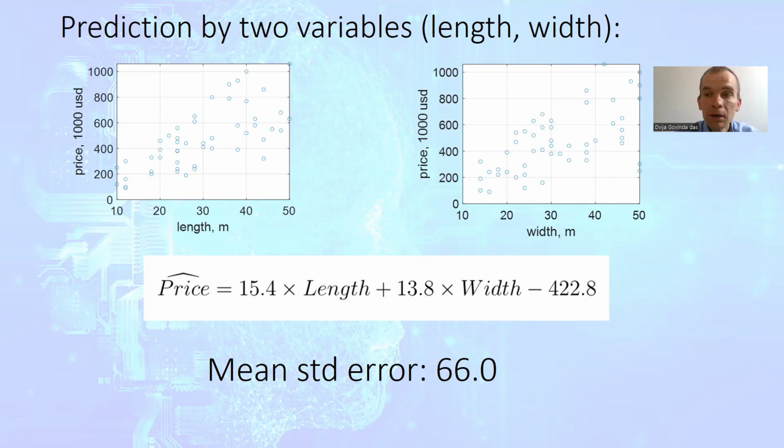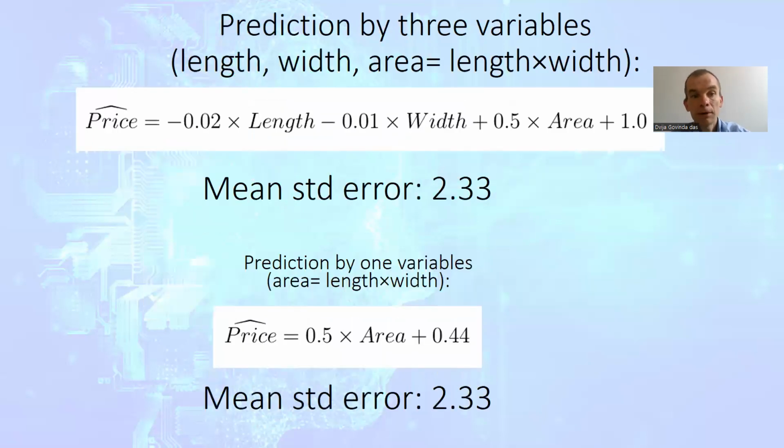So we can get the optimal linear approximation of the price of the house depending on its dimensions. But we see that the mean standard deviation error is $66,000. So we can see that this prediction is not accurate, to say the least. The error of approximation is too high.